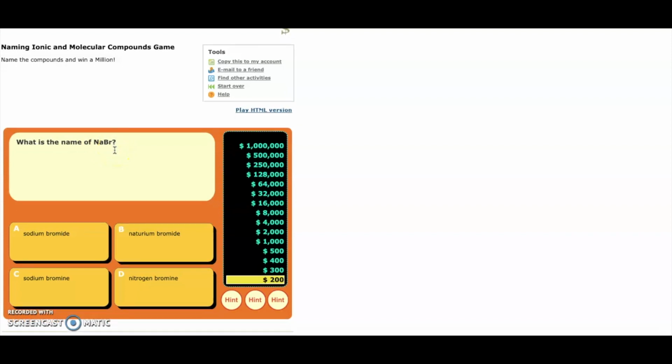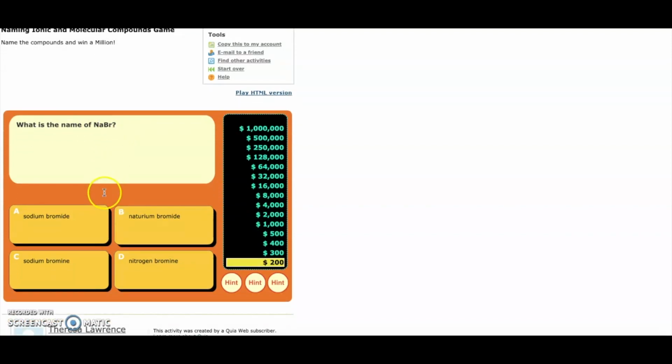The next game is called Rags to Riches. You're going to name compounds to try to win $1 million. All you have to do is answer the questions correctly. So what is the name of NaBr? You can refer back to your periodic table to find Na to be sodium, and Br will be bromine. So right off the bat, we know we have sodium. So let's look at our options. A has sodium, B does not have sodium, C does, D doesn't. So we can automatically cancel these two out.